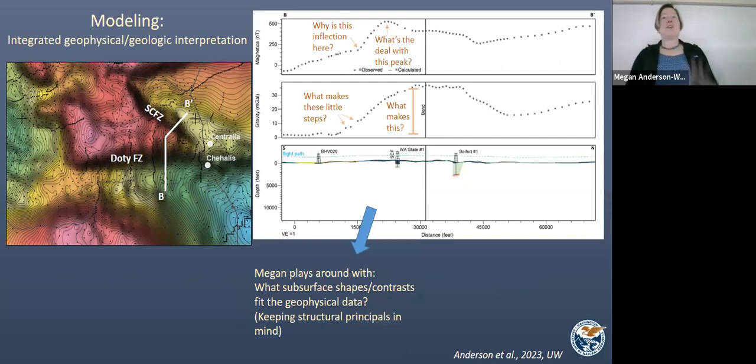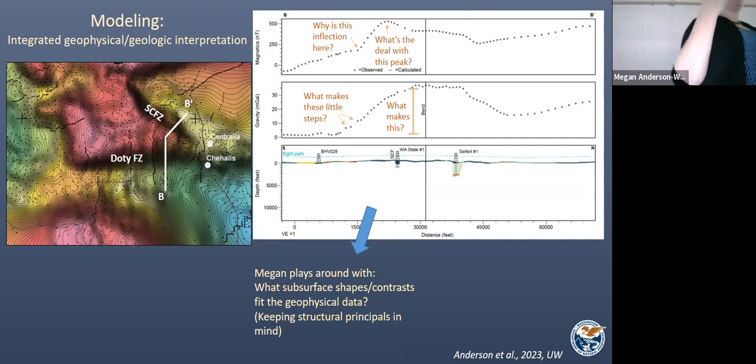Okay, so how this works in practice, and I'm actually engaged in this right now with Andrew working over in Kittitas Valley on some new transects. So when I get back to WGS on Thursday, I'm going to be jumping right back into this process with him in different areas. So I start by playing around with different shapes in the subsurface.